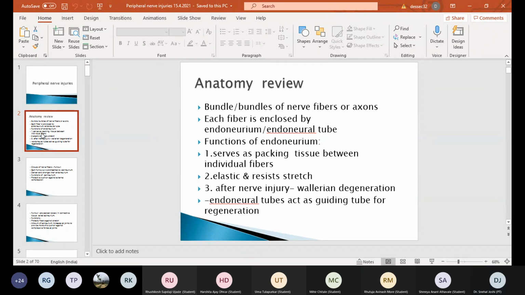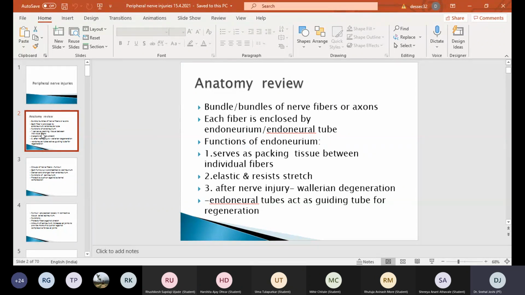It acts as a packing so that there is not excessive movement of these individual fibers. Also, it is elastic, and it resists excessive stretch. After nerve injury, when there is a Wallerian degeneration, this endoneural tube, it's like a tube, is going to guide the nerve for the recovery, because the nerve has to enter that particular canal. So that's why it acts as a guide for the regeneration of the nerve.